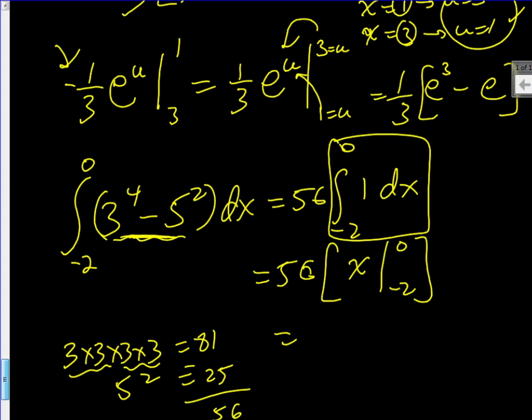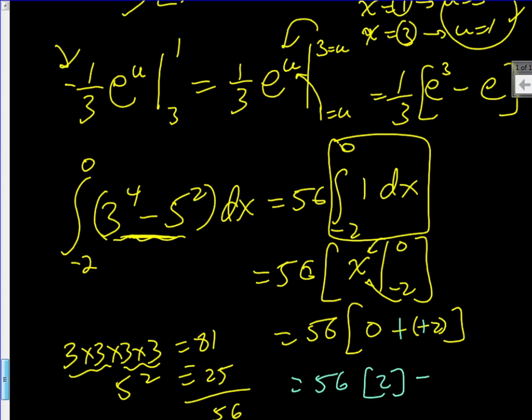So there's my 56. First I plug in 0, minus, then I plug in negative 2. I can change subtraction to addition, as long as I change the sign of the other number. And then 0 plus 2 is 2, so the final answer is 112.